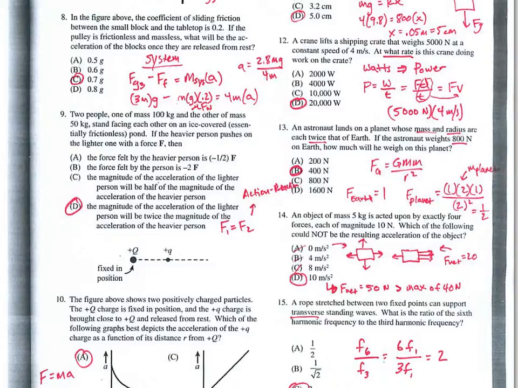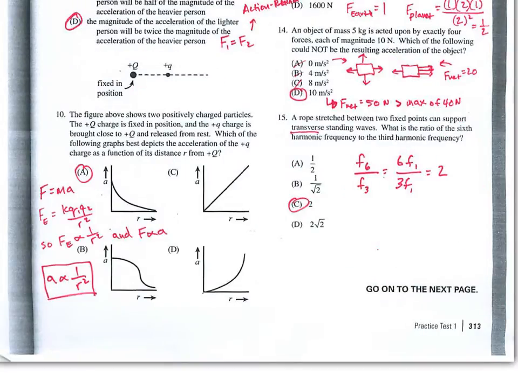For number 9, the answer is D. Really, this is just an action-reaction problem, Newton's third law. We know that for every action, there's an equal and opposite reaction, so the forces in magnitude are going to be the same. However, the lighter person, with less mass, is therefore going to experience a greater acceleration, since force equals mass times acceleration.